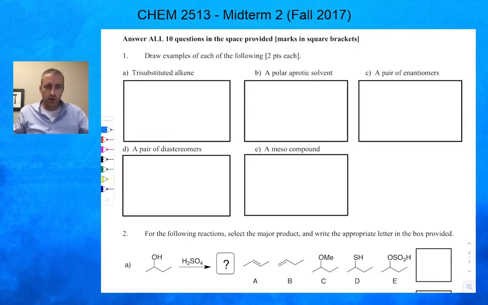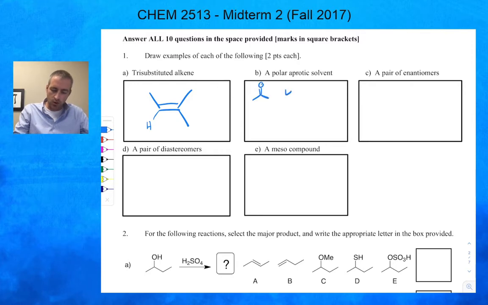The first is wanting a tri-substituted alkene. So a tri-substituted alkene is just an alkene where 3 of the 4 possible things that are attached are carbons. So there's an example, 3 carbon groups where the last thing is a hydrogen. A polar aprotic solvent is something like acetone or DMSO or DMF or acetonitrile. All of these are great examples.